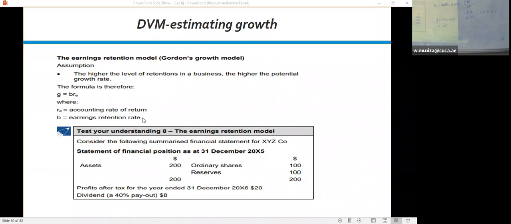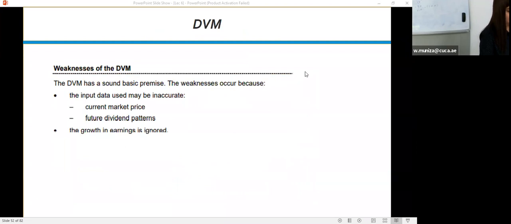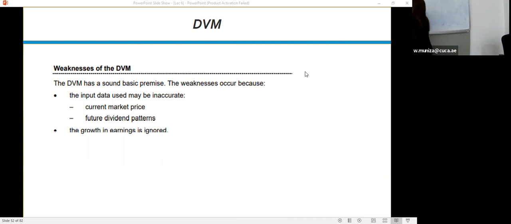Cleared? Now in the exam, they may not tell you to apply the Gordon's growth model or the simple DVM, or the other DVM with growth. You have to select the method as per the data given to you. Now, my dear students, the assumptions made by the dividend valuation model, that the dividend is going to remain constant or grow at a constant rate, may not be practicable. So these can be the weaknesses of DVM.